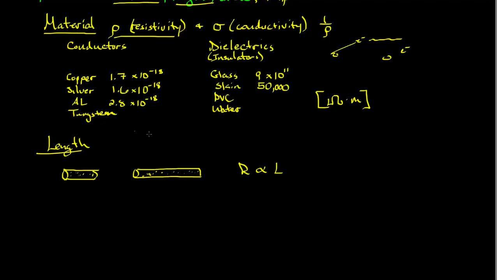Up here, resistance is also proportional to the resistivity. So we have resistance proportional to length. And what that means is if length goes up, resistance goes up. So if we have resistors and we connect them in series, we can now see that what we've done is effectively increase the length. So we've driven up the resistance. Okay, so area.